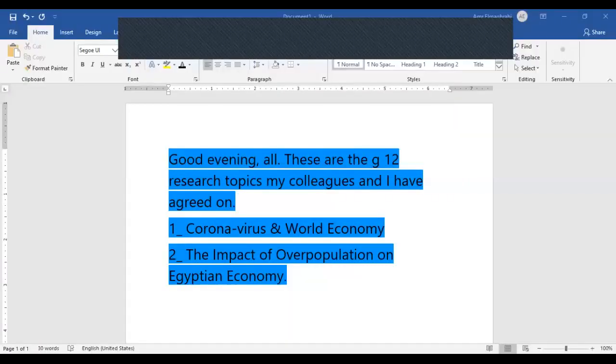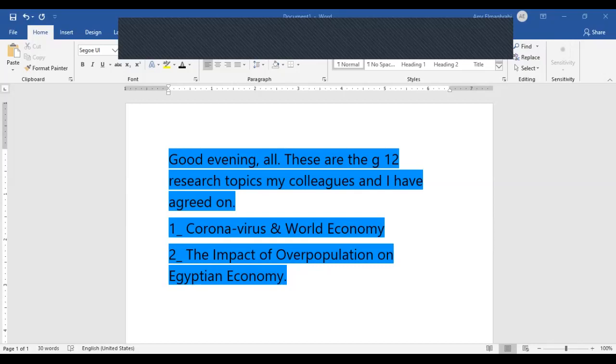You have two projects. The first project name is coronavirus and the world economy. Number two, the impact of overpopulation on the Egyptian economy. So both research projects have a part about the economy. The first one, the world economy, and how it's affected by coronavirus. And the second research, the economy of Egypt and how it is affected by the impact of overpopulation in Egypt. Of course, you know that overpopulation means the big number of people that is in Egypt.